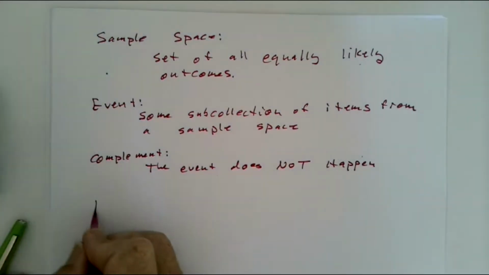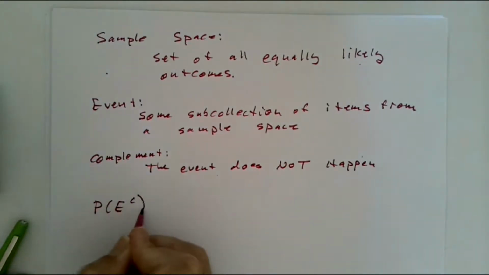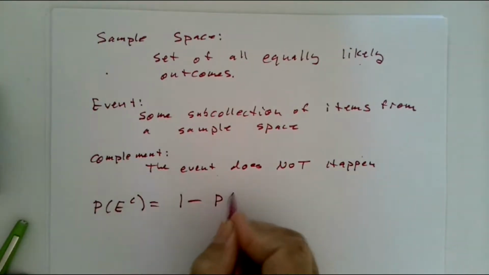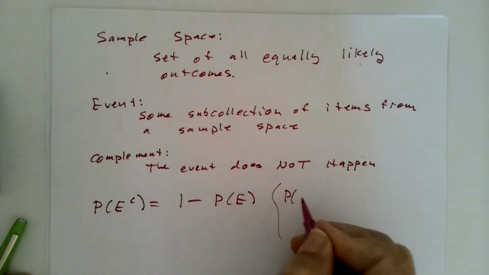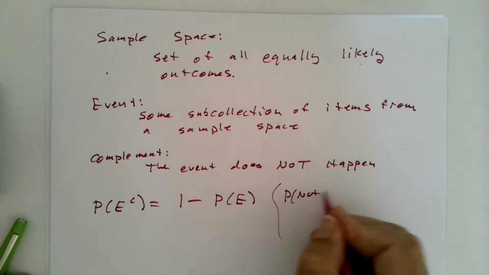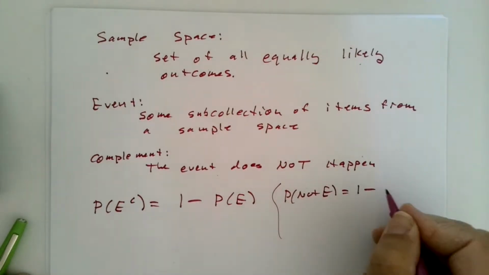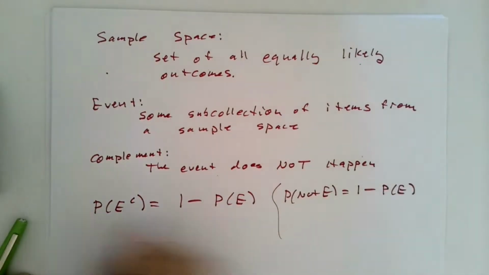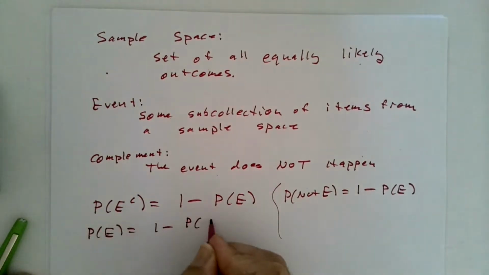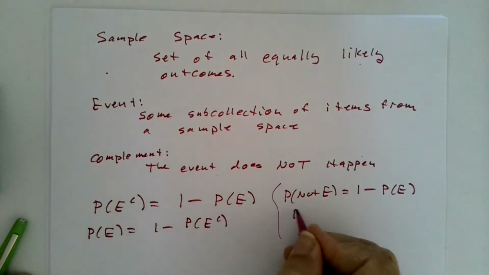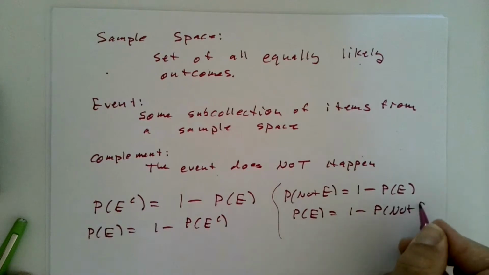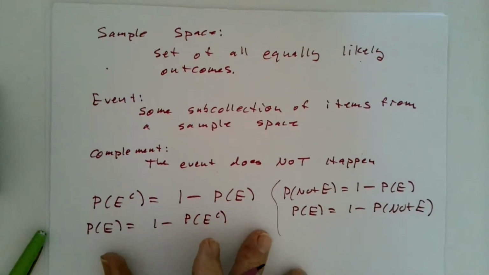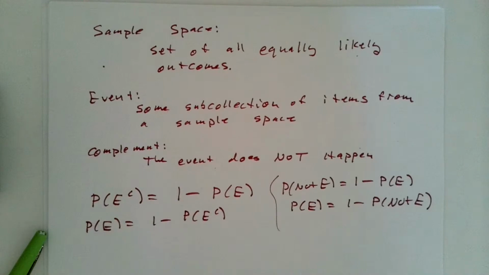The complement of an event is the event does not happen. So our probability of E complement is 1 minus the probability of E. Or if you prefer the other notation, the probability of not E is 1 minus the probability of E. Similarly, the probability of E is 1 minus the probability of E complement. Probability of E is 1 minus the probability of not E. So those are the basic ideas we have for the complement rule.